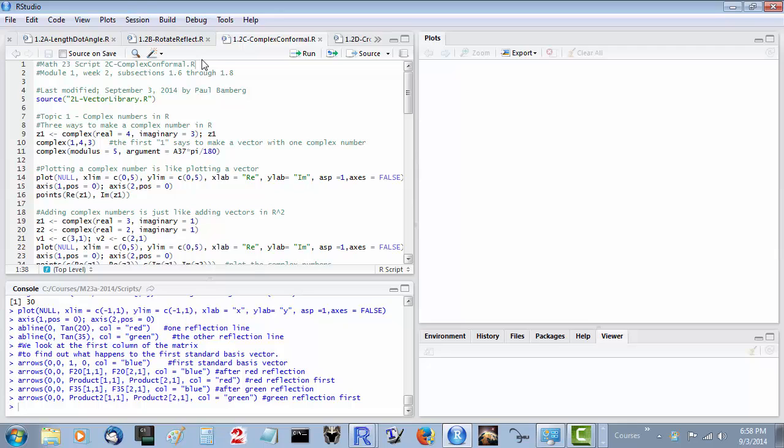I apologize for the Westminster chimes in the background. This is not being done in a recording studio. It's being done in my basement office, and I just love the clock. Let's get started.